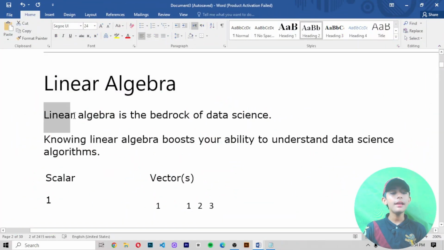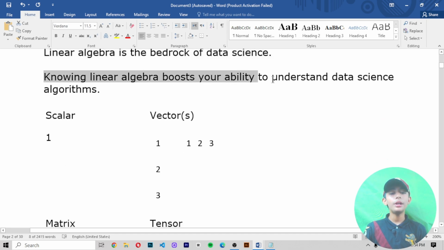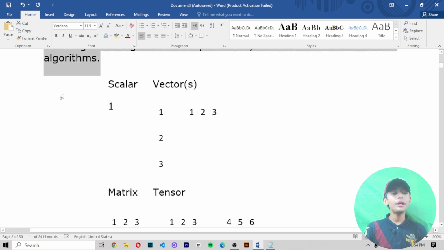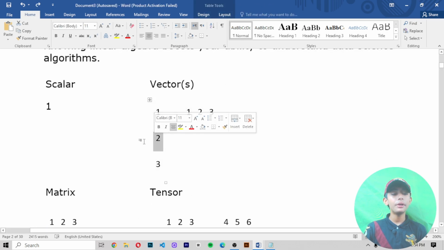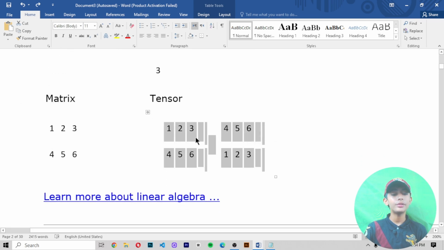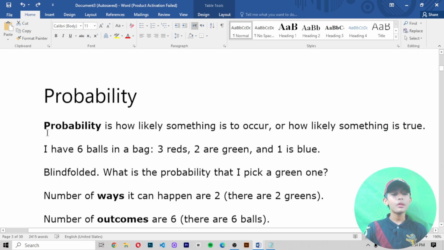Linear algebra. Linear algebra is the bedrock of data science. Knowing linear algebra boosts your ability to understand data science algorithms, like scalar: 1; vectors: 1, 2, and 1, 2, 3; matrix: 1, 2, 3, 4, 5, 6; tensor: 1, 2, 3, 4, 5, 6, 4, 5, 6, 1, 2, 3.